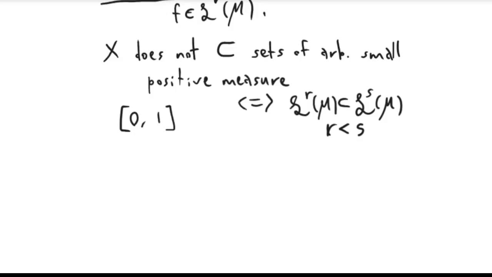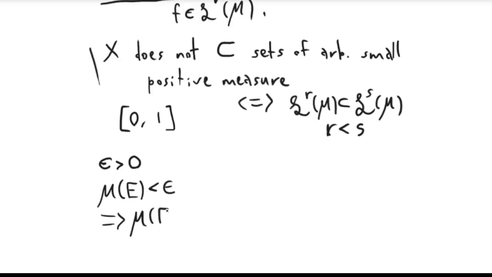The first thing we can do is assume that this property holds, so we can assume that X doesn't contain sets with arbitrarily small positive measure. That means that there exists a positive epsilon, say, such that given a subset E of X, if the measure of E is less than epsilon, then this forces the measure of E to be 0. That's what this condition is saying. And we want to use this to prove that this containment happens.